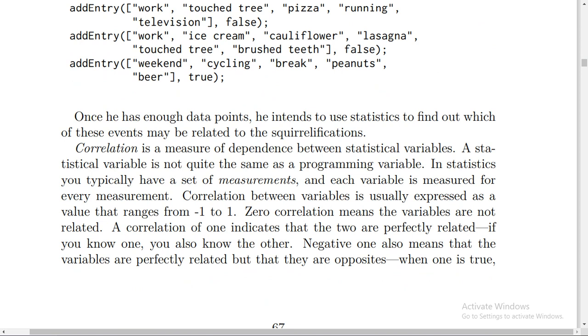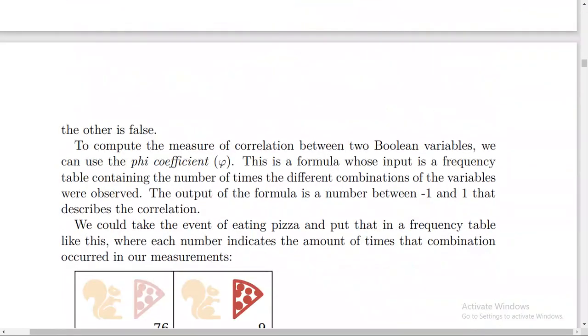You typically have a set of measurements, and each variable is measured for every measurement. Correlation between variables is usually expressed as a value that ranges from -1 to 1. Zero correlation means the variables are not related, and a correlation of 1 indicates that the two are perfectly related: if you know one, you also know the other. Negative 1 also means that the variables are perfectly related, but that they are opposites: when one is true, the other is false.